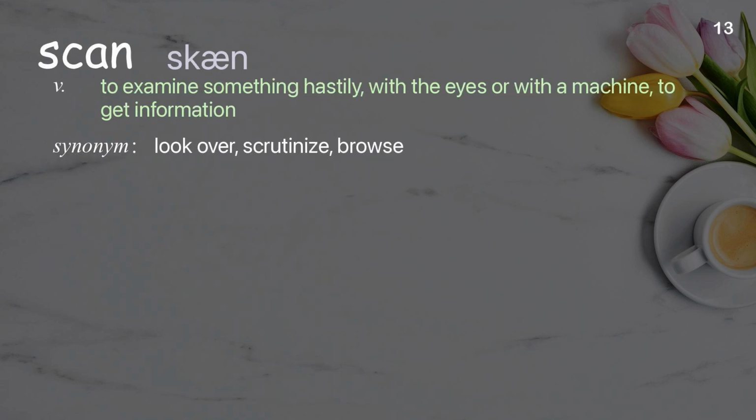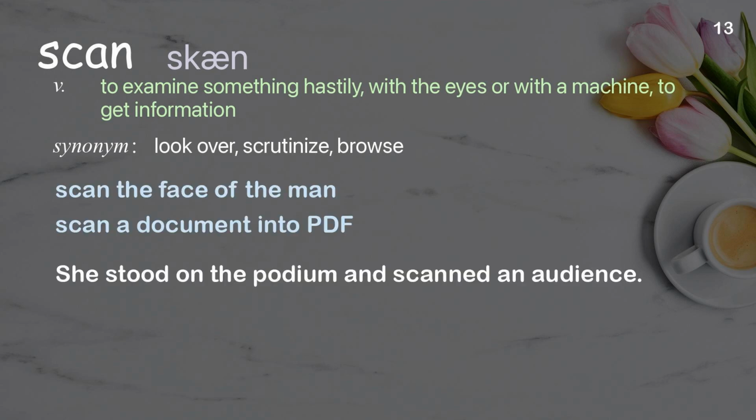Scan. To examine something hastily, with the eyes or with a machine, to get information. Examples: Scan the face of a man. Scan a document into PDF. She stood on the podium and scanned an audience.